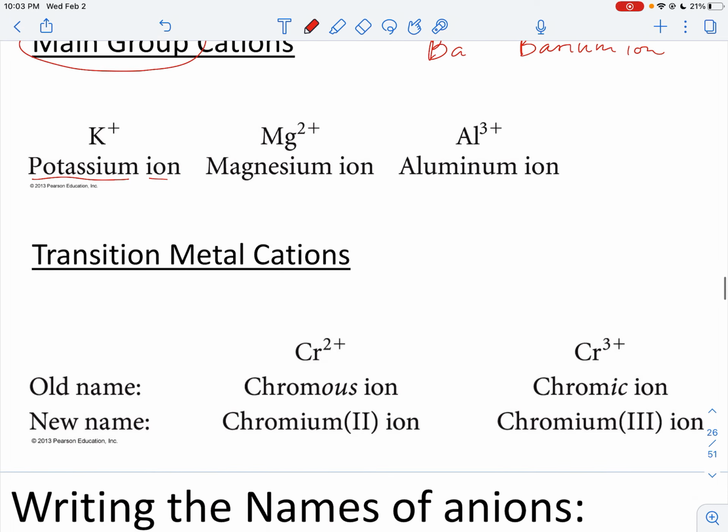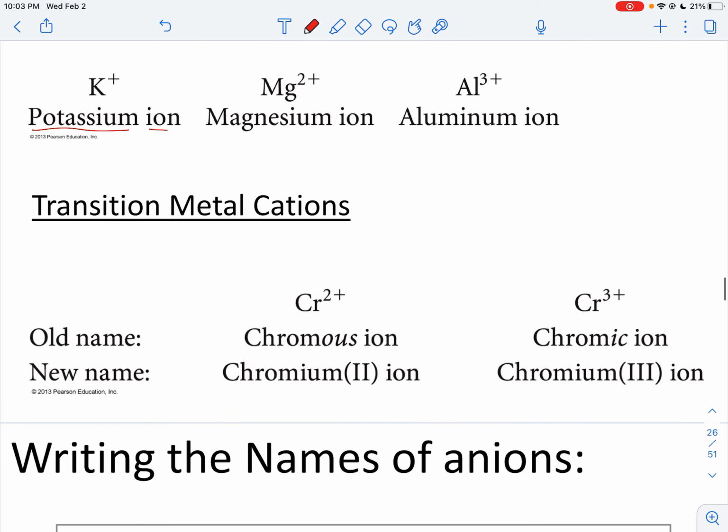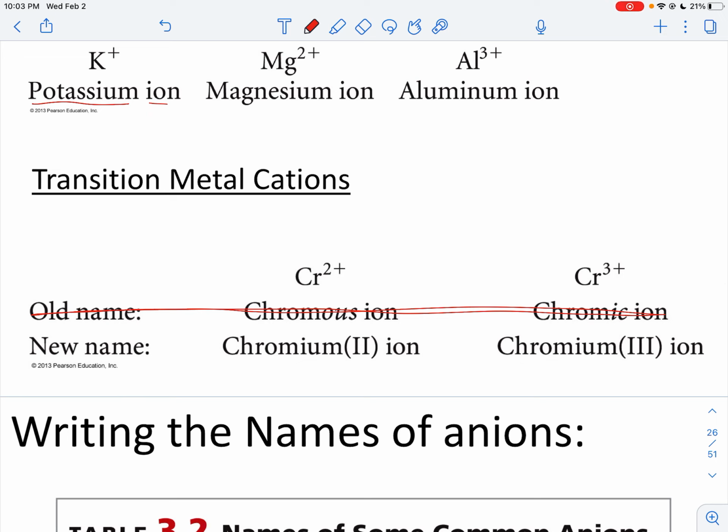Okay, transition metal cations kind of hit on what I mentioned in the previous video when we were talking about transition metals, with the use of Roman numerals. So there used to be an old naming system, and just for time's sake, I'm not going to get into that old naming system. But I do want to look at an example here with chromium. Chromium is Cr, and so if you have a transition metal and it can form different charges, here we've got the +2 and we've got the +3 version.